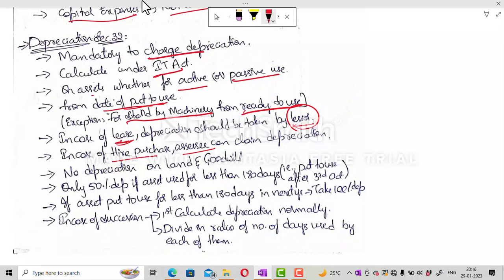There will not be any depreciation for land and goodwill. This is mandatory to remember. Only 50% depreciation is available if we use that asset for less than 180 days in the year. See, we should calculate that 180 days from the last, meaning from 31st March.